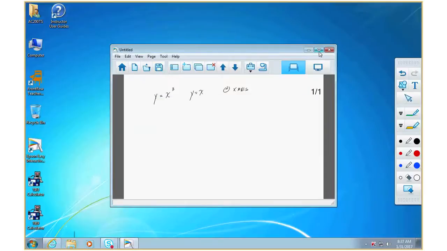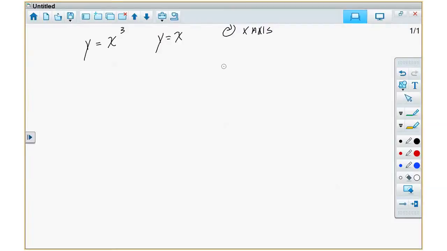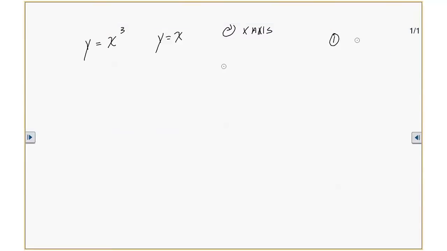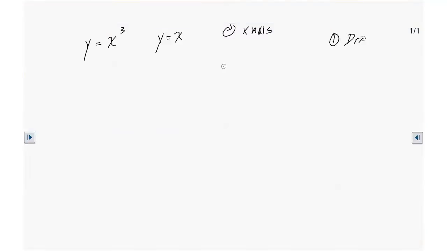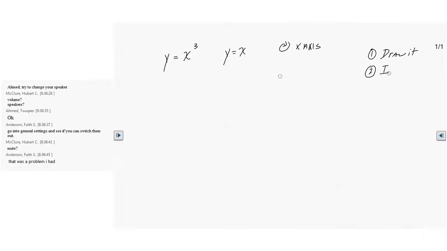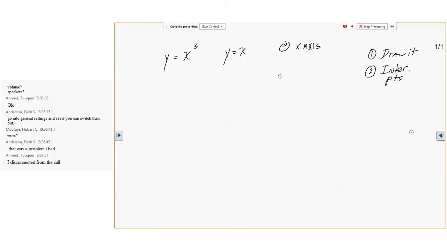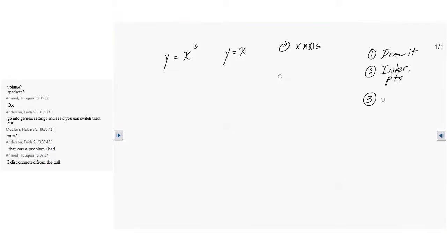All right, the first thing you want to do is draw it. Second thing you want to do is find your intersection points. And that's standard. You do that out of your area. So 1, draw it. 2, find the intersection points. And then 3, set up your interval.